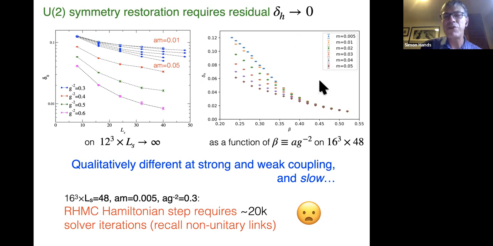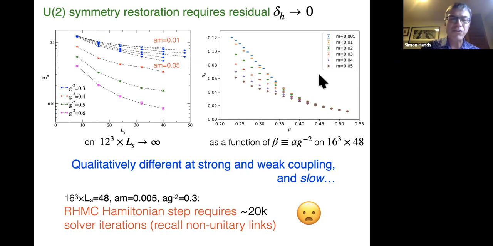Here's another view of the same data. This time it's at fixed LS of 48, and now the coupling is going from strong to weak. So at weak coupling, you could argue that everything's under control. At strong coupling, the residual is getting larger and larger and also becoming markedly dependent on the bare fermion mass. So it's going to be difficult and expensive and troublesome to get to the U2 symmetric limit.